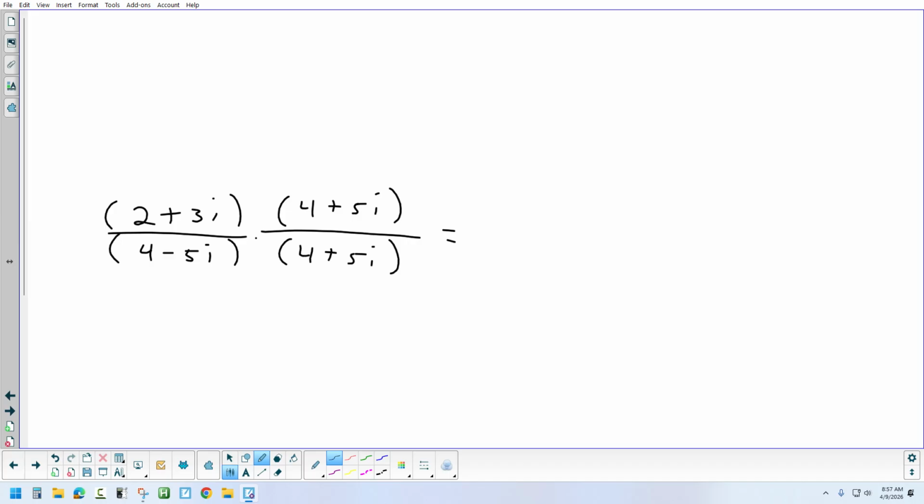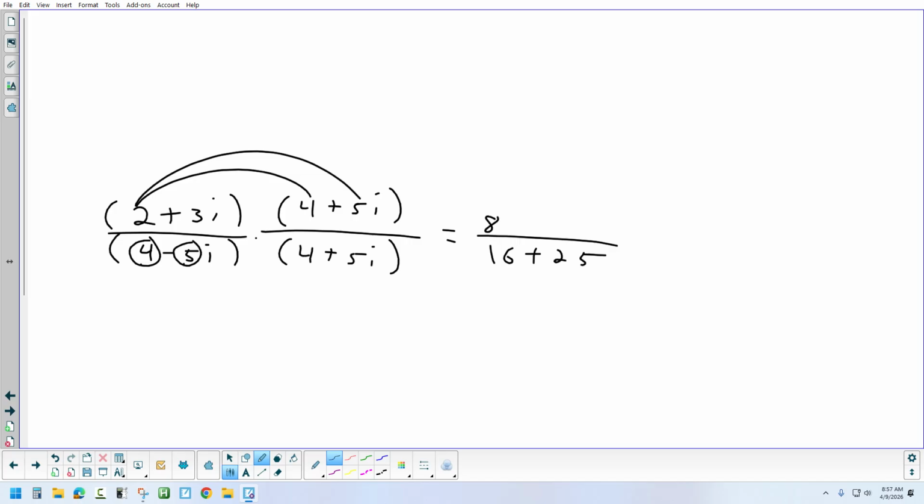Okay, so we'll do all this out. Now in the bottom we have a shortcut. 4 squared and 5 squared. So 16 plus 25. You've been using that shortcut. It's still going to take a little bit to do all this. And now in the top, we've got to FOIL it out. 2 times 4 gives me how much? 8. 2 times 5i? 10i. 4 times 3i? 12i. And 3i times 5i. 15i squared.